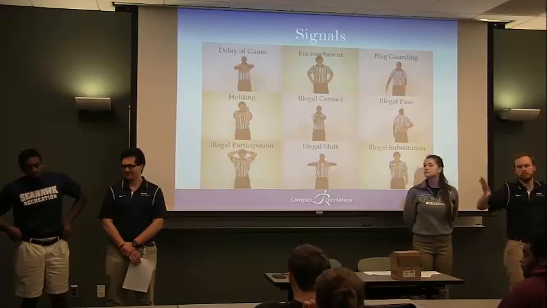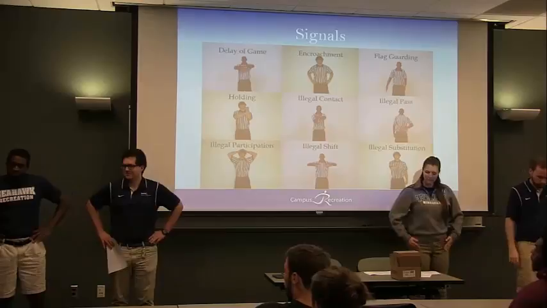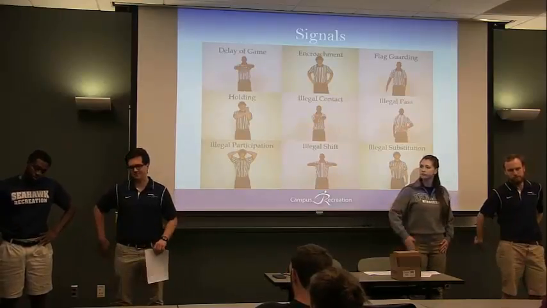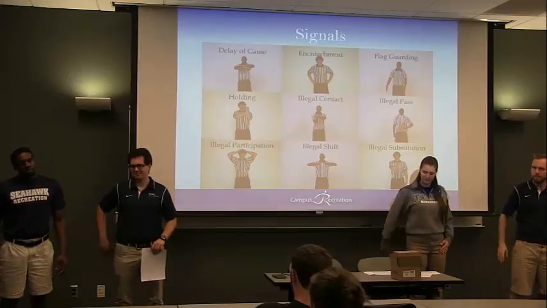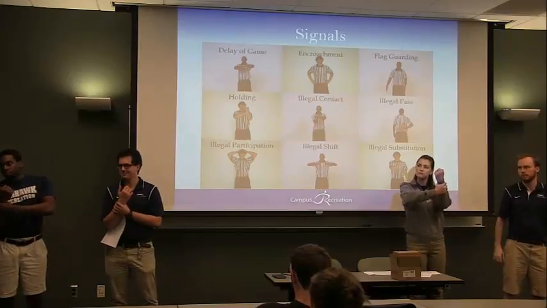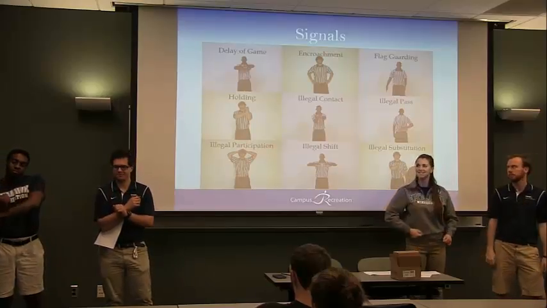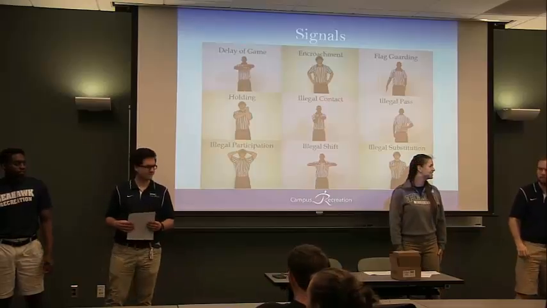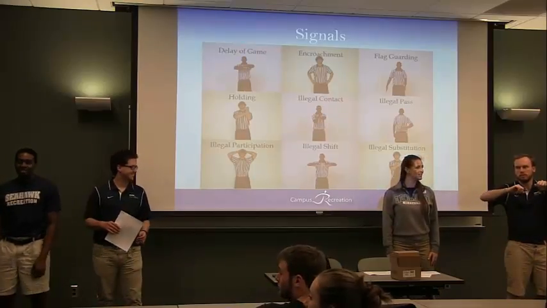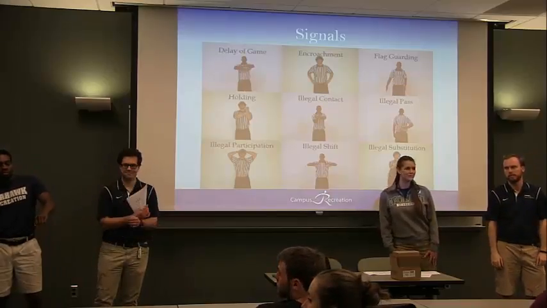Alright, encroachment. Looks a lot like a block penalty in basketball. Just hands on the hips. Flag guarding. You're going to pretend you're guarding your flag. It's very simple. Holding. Illegal contact. So if you all watch Reese again, it's not just you're going to come up here and stand with your arms crossed. You're going to actually come across your body and make it look like you're making contact with your arm.